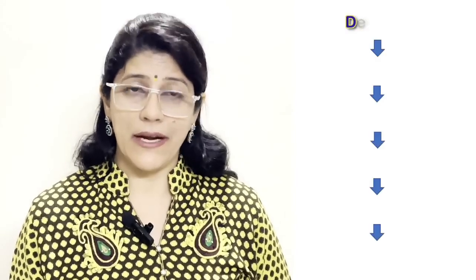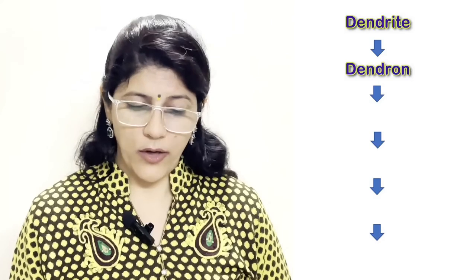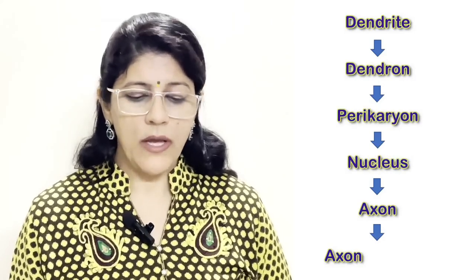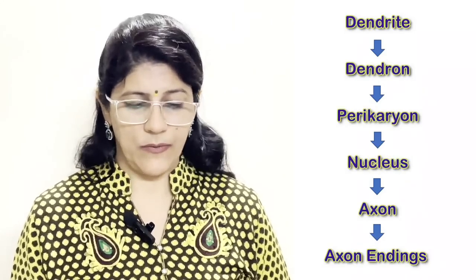Next is axon endings, nucleus, dendrites, axon, perikaryon, dendron. So starting with dendrites, dendron, perikaryon, nucleus, axon, axon endings.